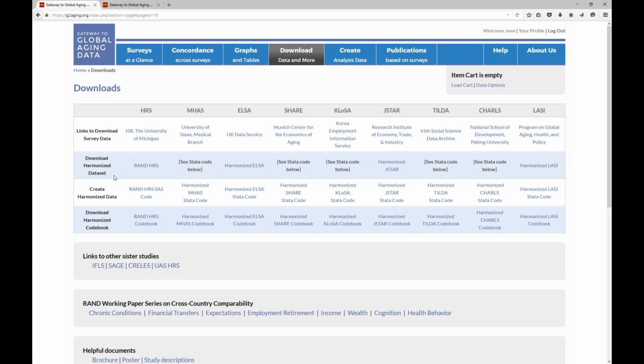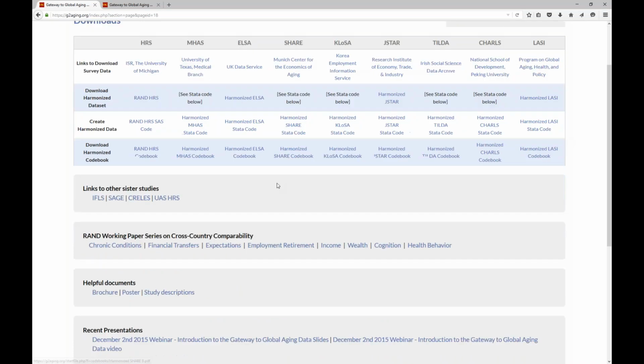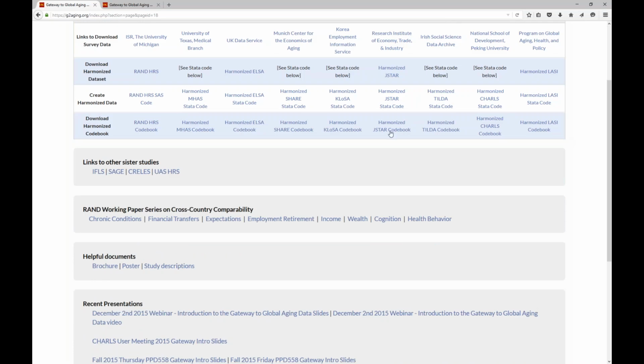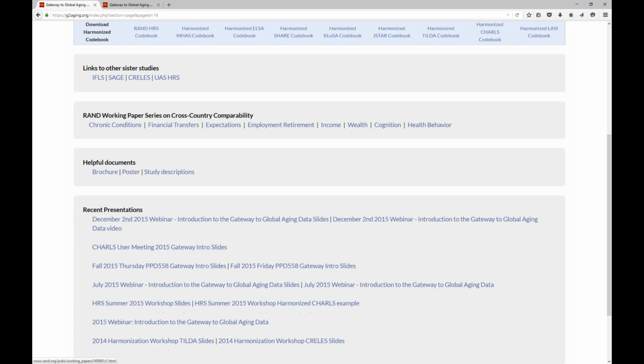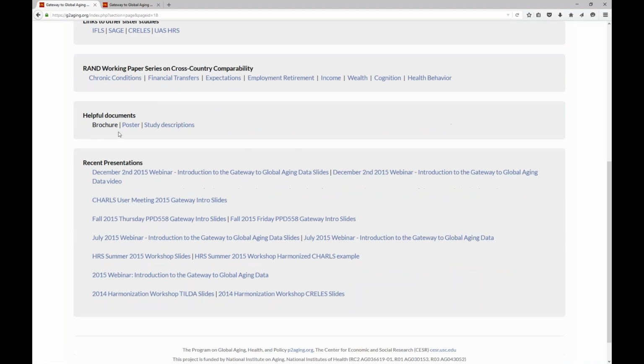On this downloads page also, briefly while I'm here, you can also download the harmonized data sets, which I'll talk about shortly. We allow you to download the code that was used to produce the harmonized data set, harmonized code books, so documentation. We have here links to the RAND working paper series on cross-country comparability. So for instance, if you're interested in cognition, you can compare cognition between different countries by just downloading this working paper. We also include helpful documents, and then we have our recent presentations.